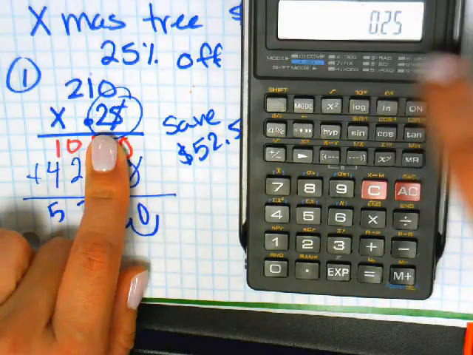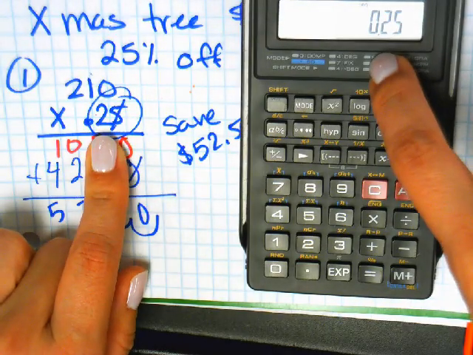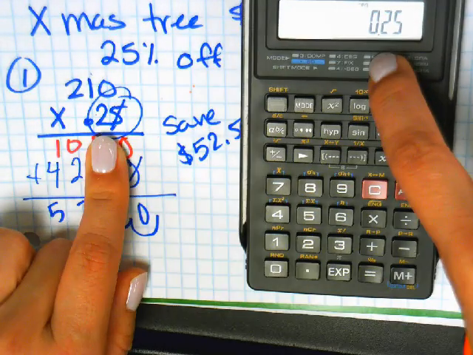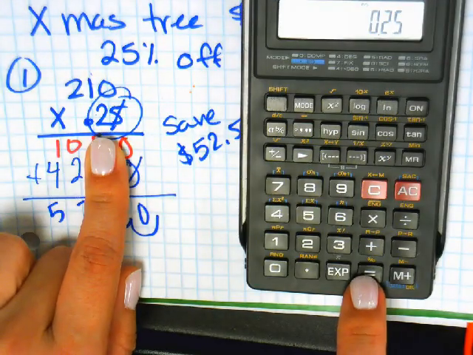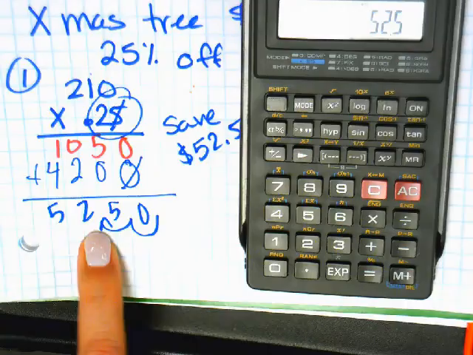0.25. So make sure there's a 0.25 on your screen. The 0 is automatically added. You can't do anything about it. Then hit the equal sign. Did we get 5250? Yeah.